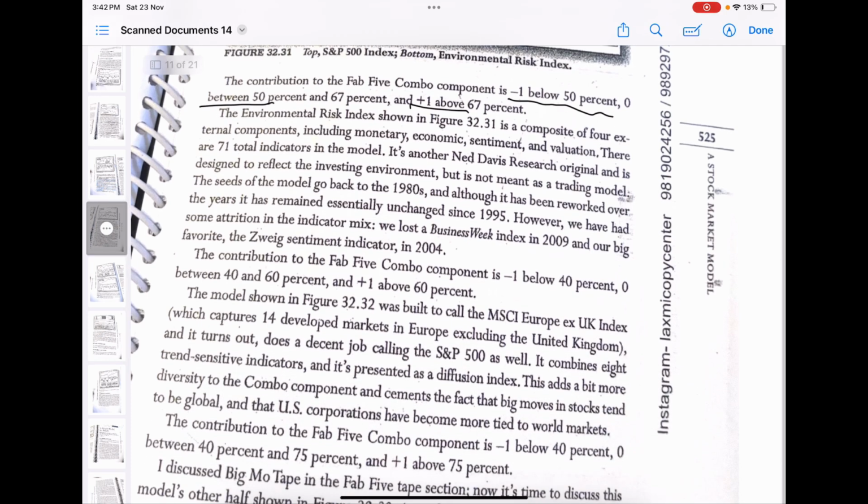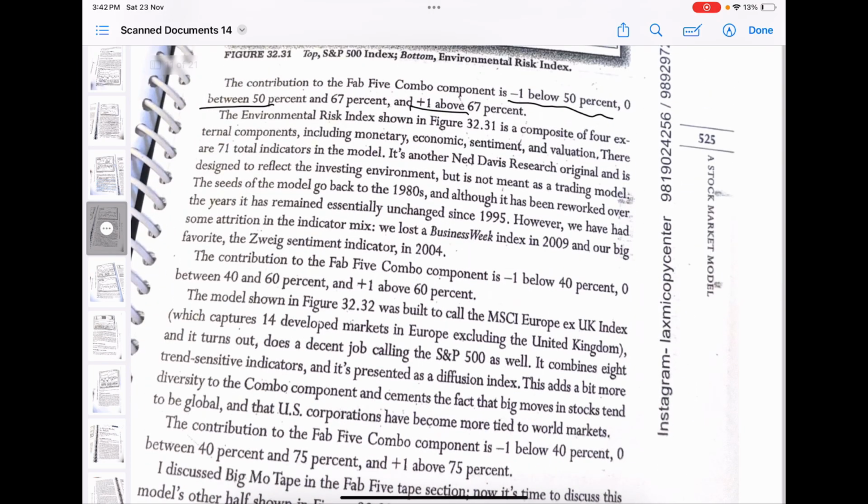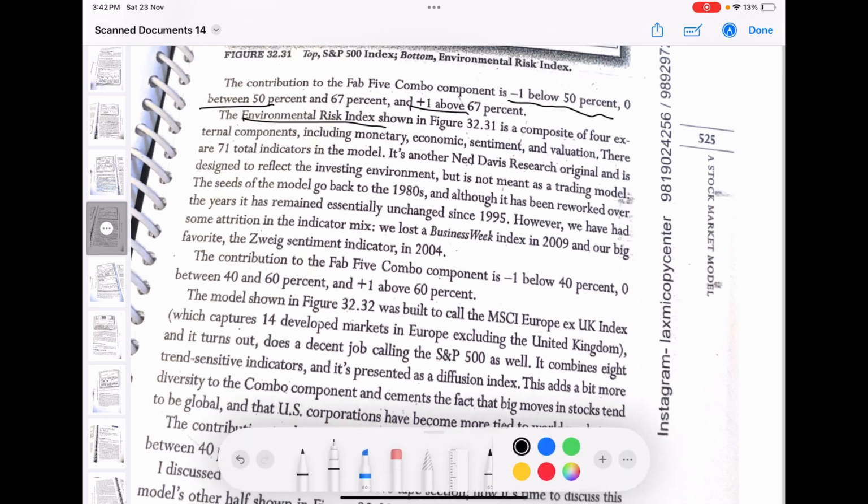The environment risk index shown in figure 32.31, the environmental risk factor, is a composite of 4 external components including monetary, economic, sentiment and valuation. There are 71 total indicators in the model. It is another Ned Davis Research original and is designed to reflect the investing environment, but it is not meant to be a trading model.